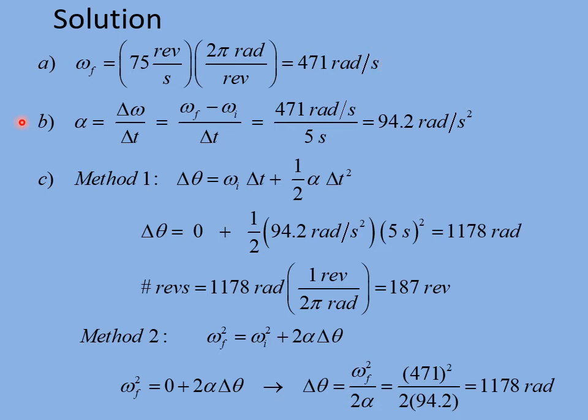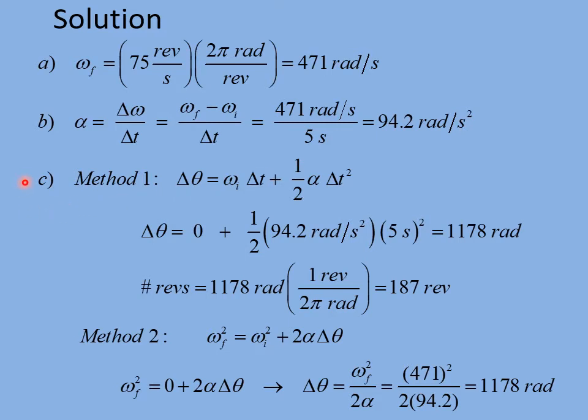Part B asked, what is the angular acceleration of the wheel? Well, the wheel is going from 0 at rest to this final velocity, 471 radians per second. So alpha, angular acceleration, is just the change in omega divided by the time. The change is 471 radians per second, that's our omega final, minus 0. And it took 5 seconds to do that. So 471 divided by 5 is 94.2, and the units are radians per second squared.